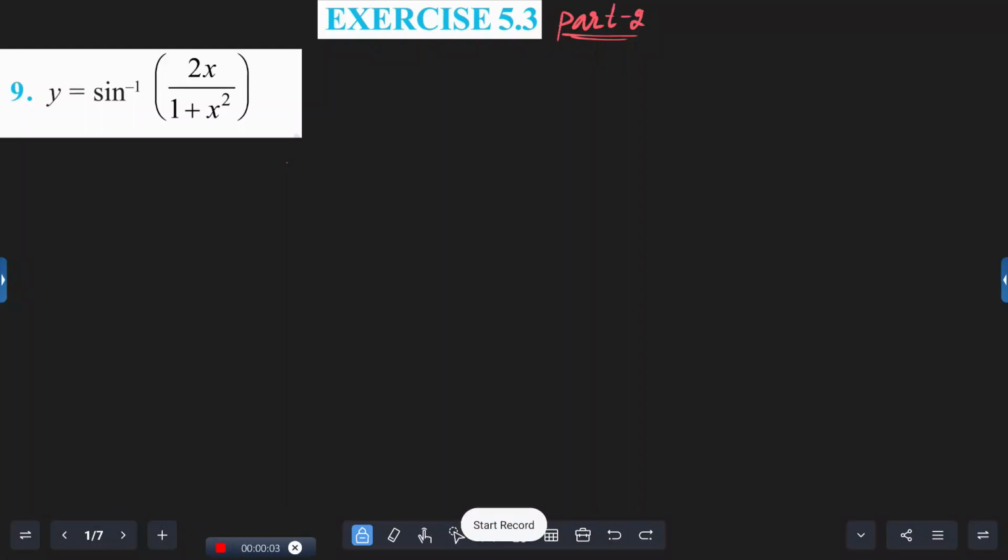Children, listen. Exercise 5.3 in the 5th chapter, continuity and differentiability. We are going to see part 2 of 5.3, the continuation. In part 1, we saw implicit functions. In part 2, from question number 9 onwards, we are going to see the derivative of inverse trigonometric functions. Before that, there are some formulas you want to know, children.